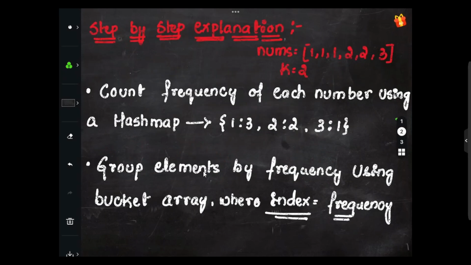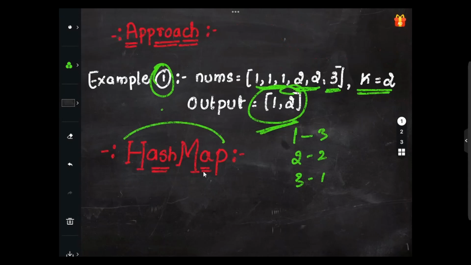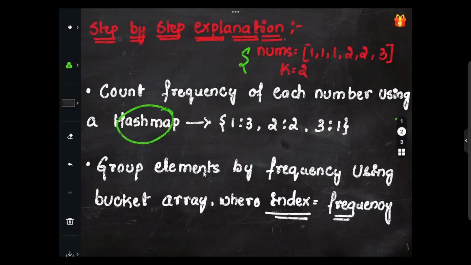Let's go with the step-by-step explanation here. We are considering the same example. We need to count the frequency of each number using a hash map. As I have said, we will be going with the hashing approach using a hash map. Just keep that in mind.